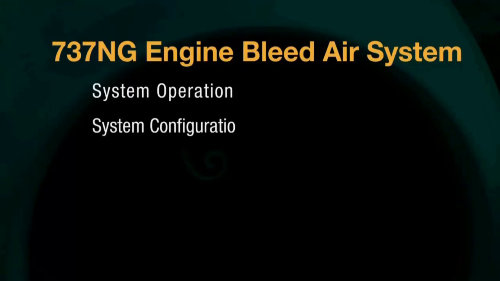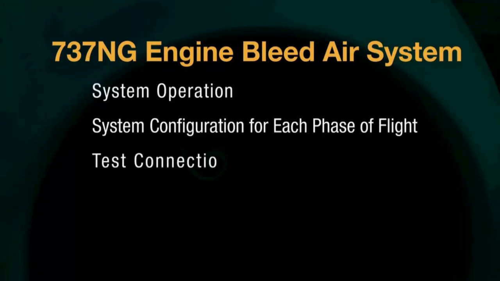This ends our program, 737 Next Gen Bleed Air System Overview and Troubleshooting. With the information presented in this video, you should have a basic understanding of how the 737NG bleed air system works. Since the log report will tell you when a problem occurred, knowing what the system should be doing during that particular phase of the flight will help isolate the fault and give you a better idea of what tests need to be run.